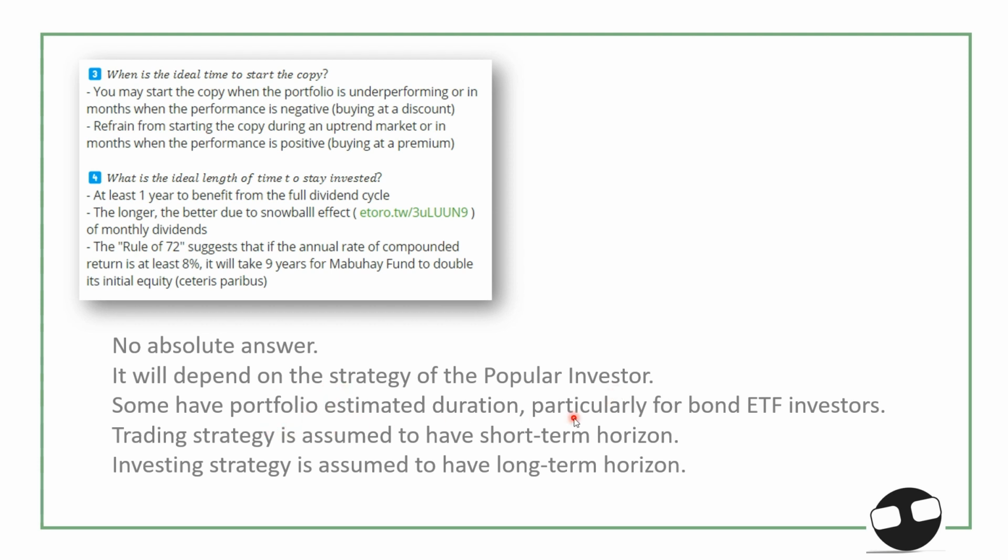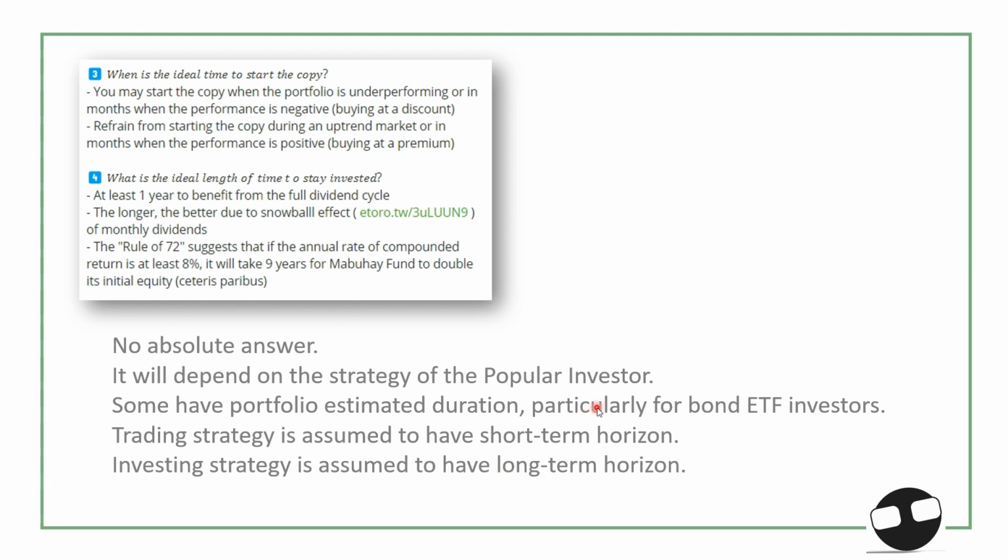Some have an estimated portfolio duration for bond ETF investors, but for equities and direct stock investors it's very difficult to measure the horizon and duration because all of them are subject to market conditions. A trading strategy assumes a short-term horizon because of the word trading, meaning the popular investor is trading. It could be day trading or weekly trading activity. It could be long-term for an investing strategy because they are buying assets for the long term. Some PIs, for example in my case, use the two strategies: I trade some of the assets, particularly growth stocks, to amplify periodic yield, and I also hold assets for the long term for investing.